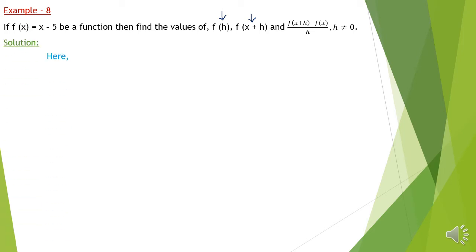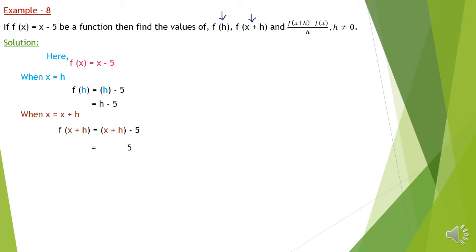Now the solution. f(x) is equal to x minus 5, it's given. Now our input will be h, because we have to find the functional value of function f at x equal to h. So f(h) is equal to h minus 5. We can't simplify it further, it's just like this. Now our input will be x plus h. You can see x will be replaced by x plus h. X plus h takes the position of x. We just leave it, and this is our answer, and this is also our answer.